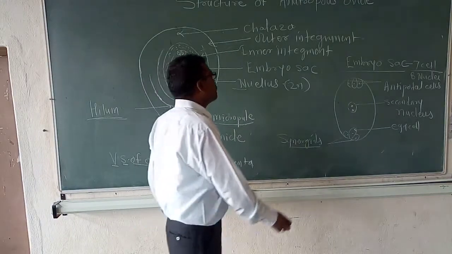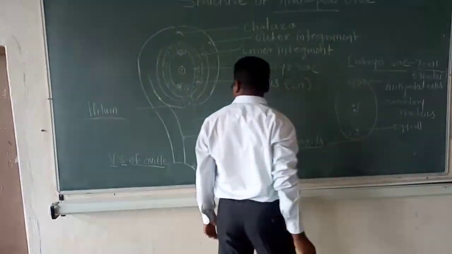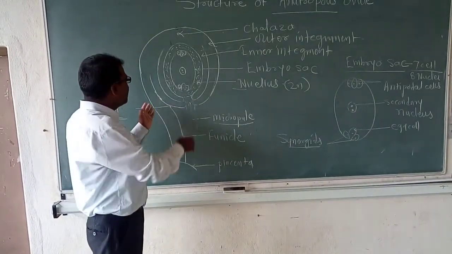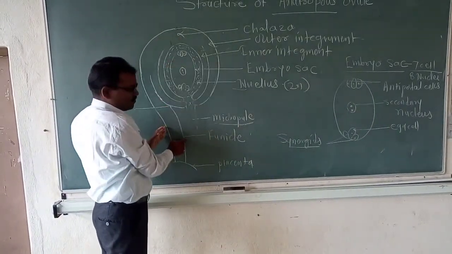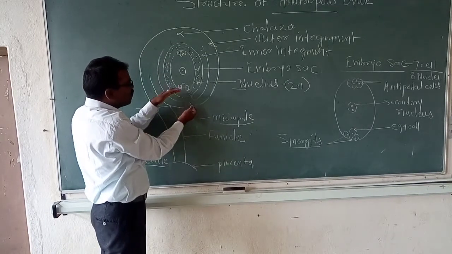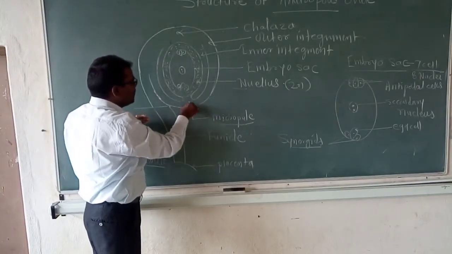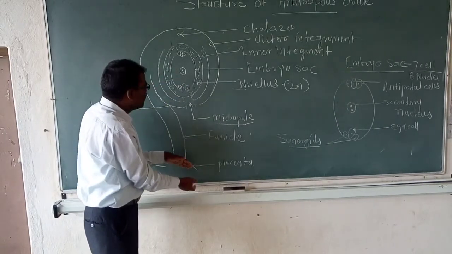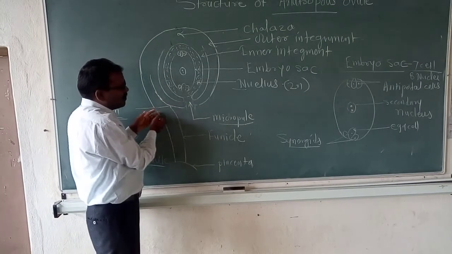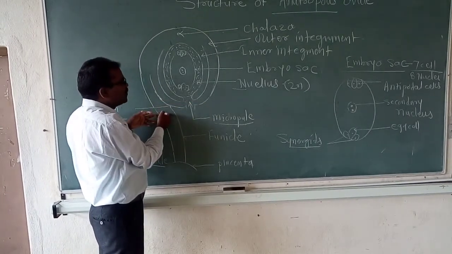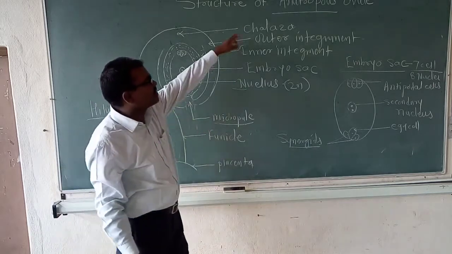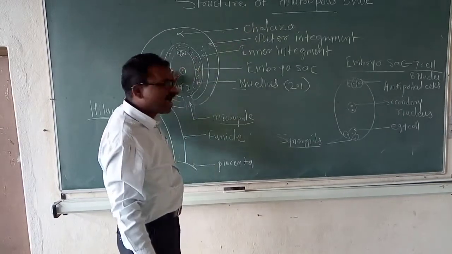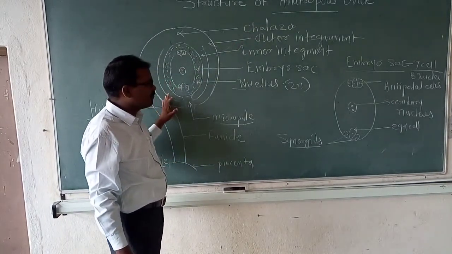What is the meaning of anatropous? Anatropous means inverted ovule. The ovule gets inverted on the stalk or funicle. That means the micropyle opening is downwardly directed, near the funicle, towards the side of the funicle. That condition is called an anatropous ovule. The majority of plants show the anatropous type of ovule.